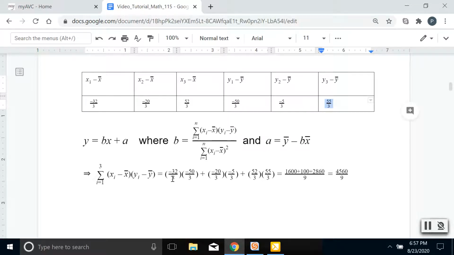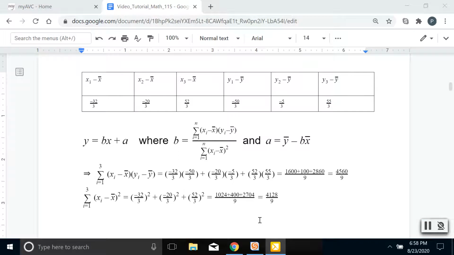On the bottom here, you've got 3 times 3, which is 9. So you can just add these on top. It'll be 4560 over 9. Okay, so that's the top part of b. Let's do the bottom part of b now. Again, n is 3. It means take the x1 minus x bar and square it, which I've done here.